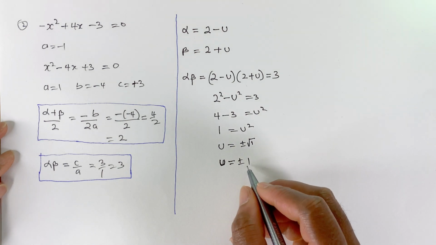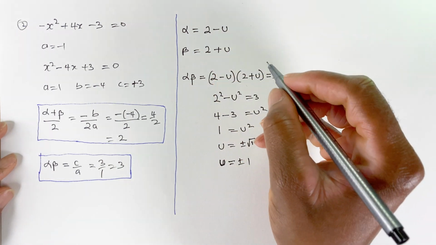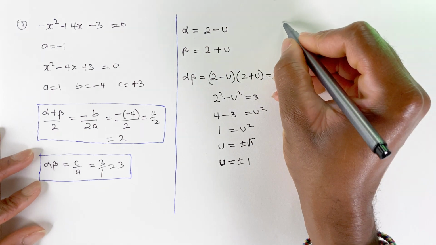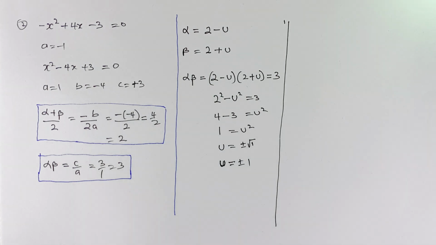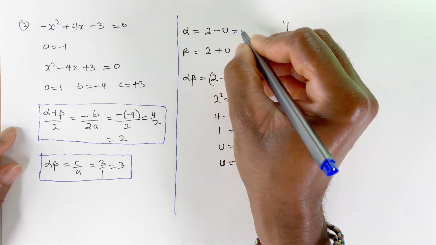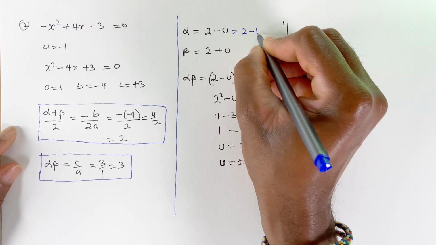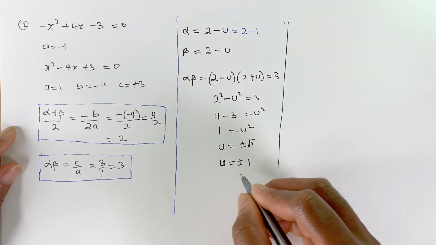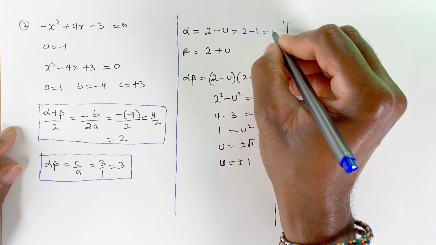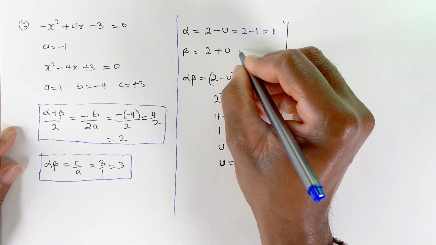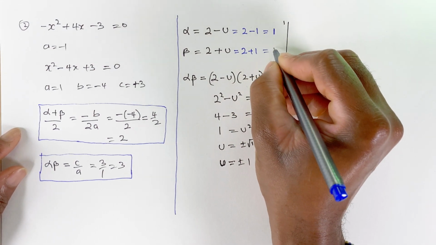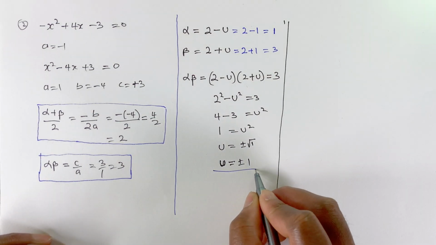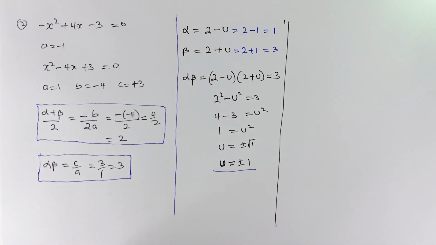Now I only need one value here because I'm just going to put it there. So my alpha is going to be 2 minus 1, I'm just using the plus value of u, and that will give me 1. And the other root would be 2 plus 1, and that will be 3. So that's sorted out there. So I found the roots. That's done.